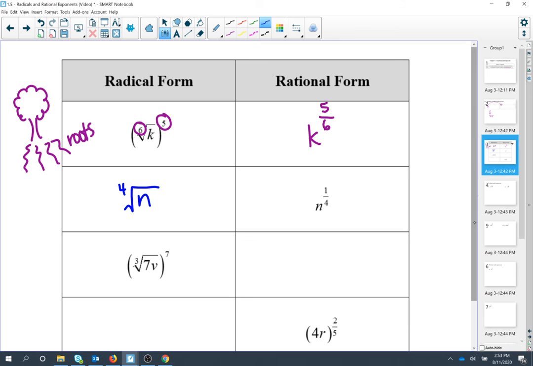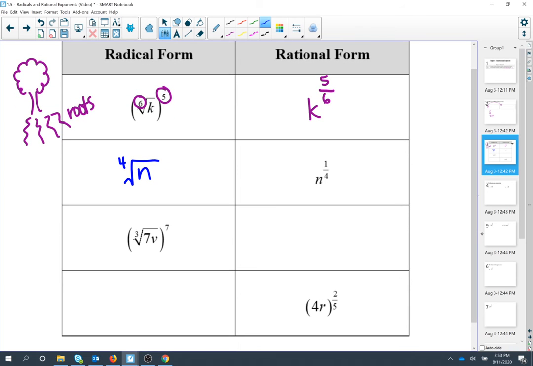Next one, you're given radical form, we have to write it out as rational form. This time, do you notice that 7v is all inside the root, which means 7v in parentheses all has to be your base. Then you have a 3 and you have a 7. 3 is your index, so 3 is your root, so 3 will go on the denominator, 7 will go in the numerator, so we have 7v to the power of 7/3.